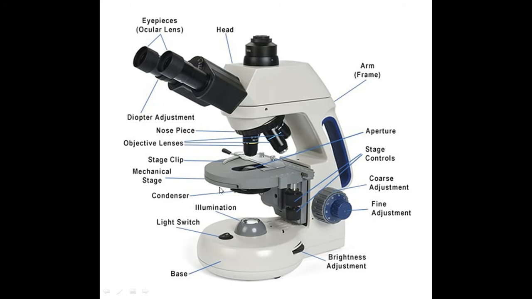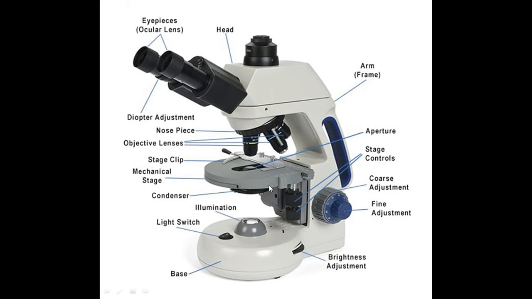So they are used for regulation of the amount of light that flows through the object and for vision. We have the illumination source, which is a source of light that is used to propagate light to view the image of the object. We have the light switch for switching the light on.